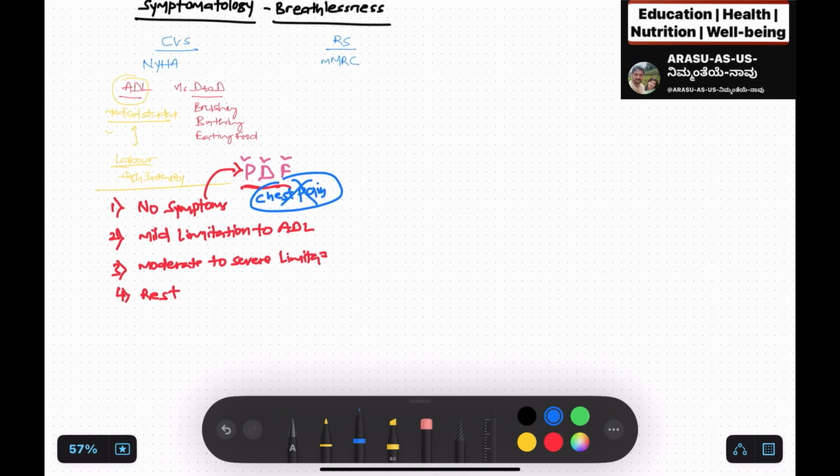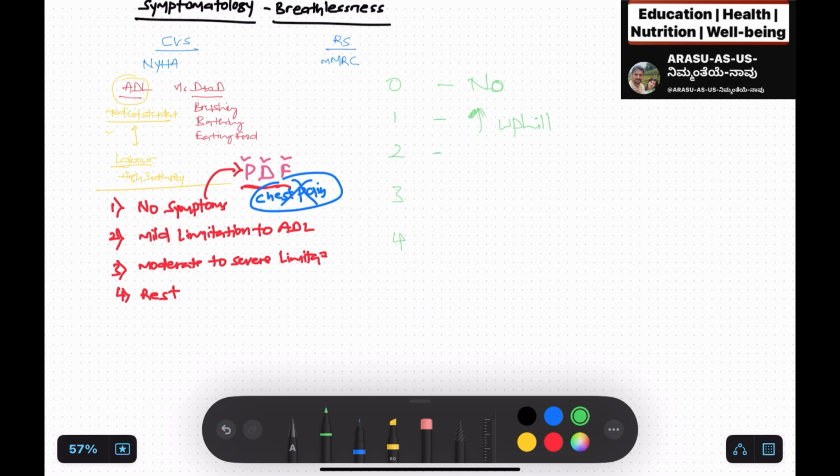When it comes to mMRC, that is the respiratory system breathlessness grading, here we grade in 5 grades. What are those 5 grades? Grade 0, 1, 2, 3 and 4. Grade 0 is no breathlessness in a case of respiratory system disease, whereas grade 1 is what? The person gets breathlessness on walking uphill. So this is the thing, walking uphill.